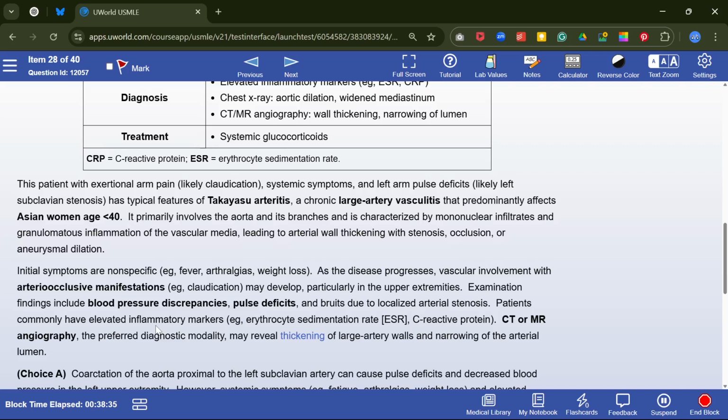Patients commonly have elevated inflammatory markers, ESR and CRP. CT or MR angiography is the preferred diagnostic modality and may reveal thickening of the large artery walls and narrowing of the arterial lumen.